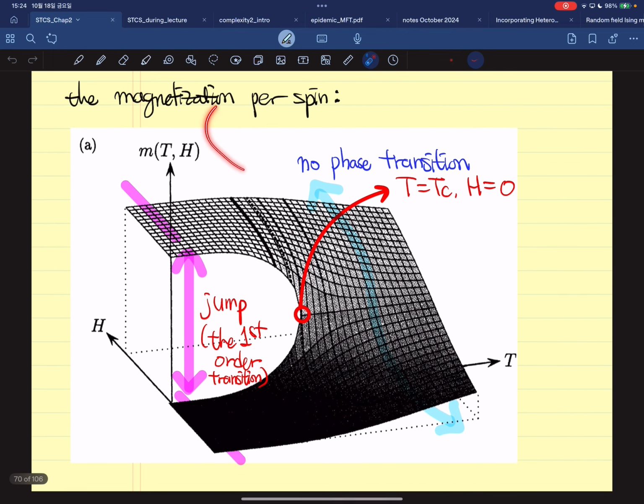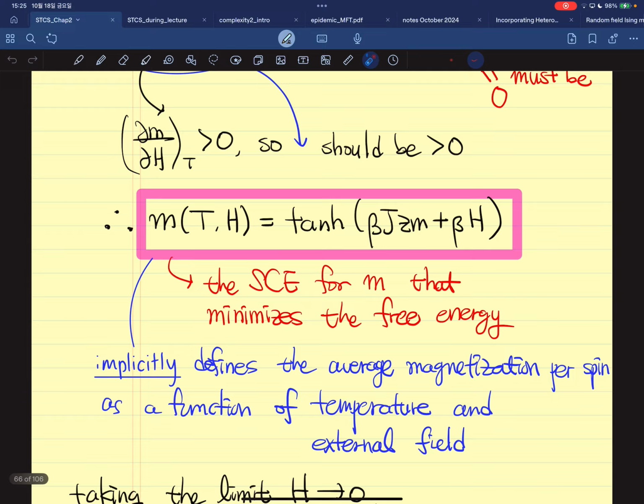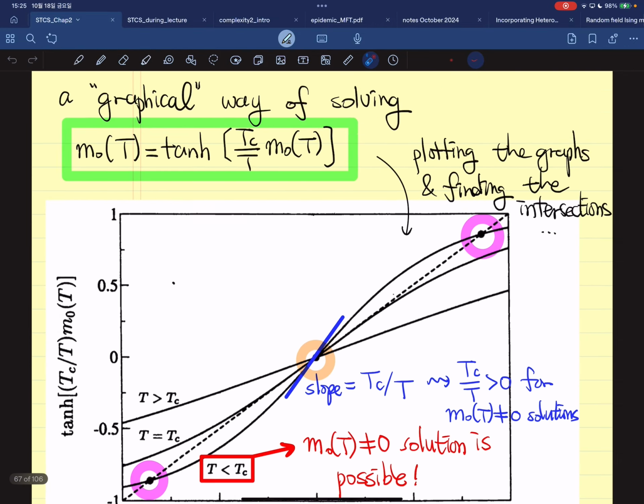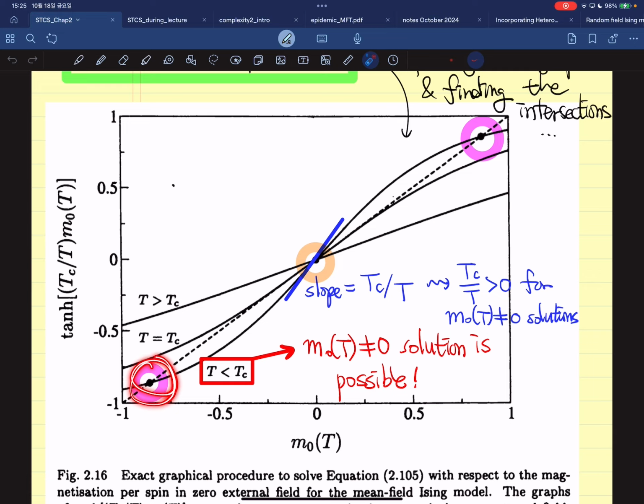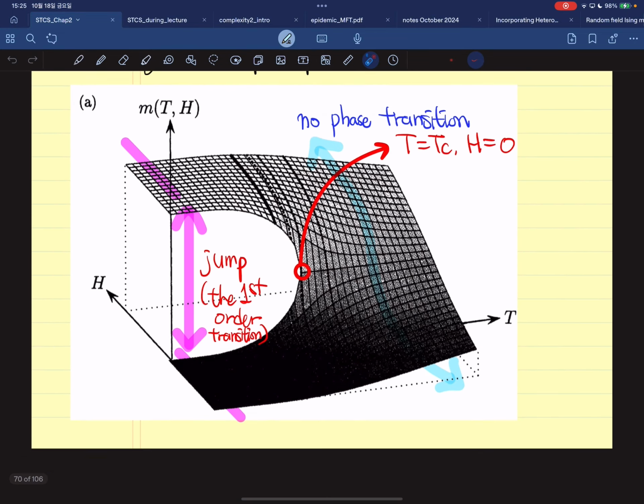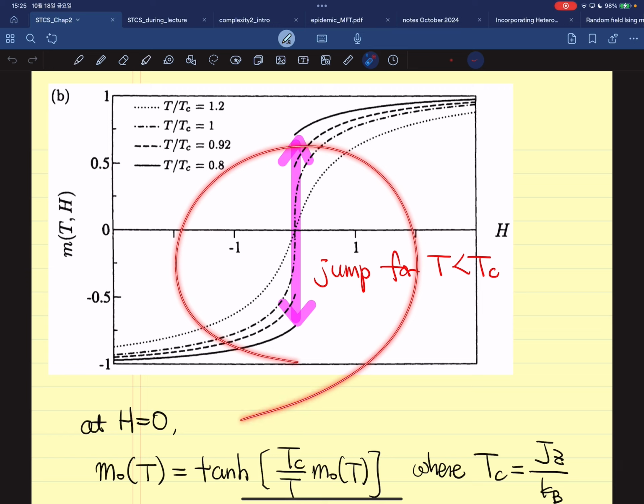And we can also calculate the magnetization per spin. So for temperature larger than Tc, there's no phase transition because it's just smoothly going from here to here. But for T smaller than Tc, there's a jump here from here to here. The jump here corresponds to going directly from here to here. And that's expressed like this.